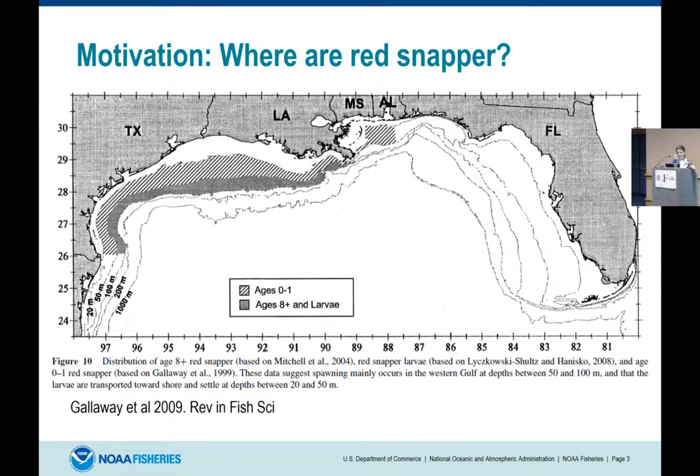And this is a map from Galloway et al. 2009. This was kind of the state of knowledge in terms of where red snapper were distributed. So we had some information on basically where the different age classes are found, but we lacked a finer scale map of distributions in space. So we're trying to improve on existing knowledge in this study.